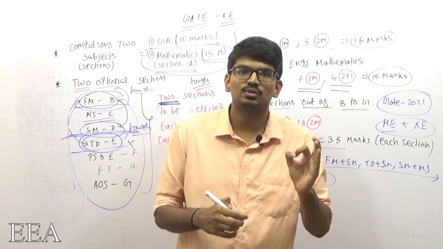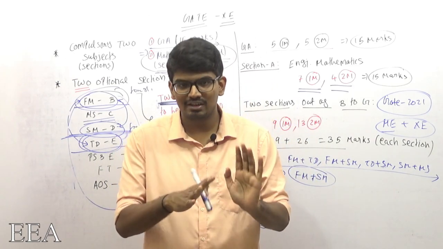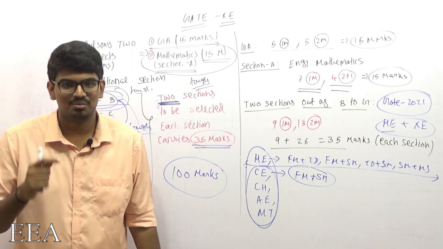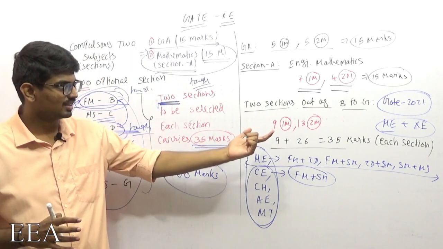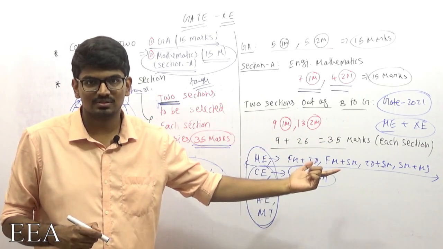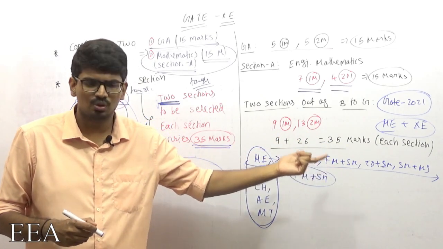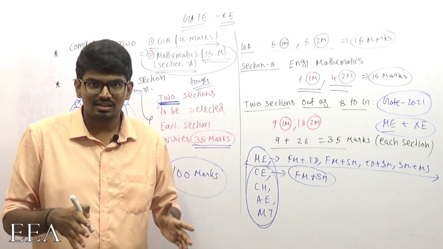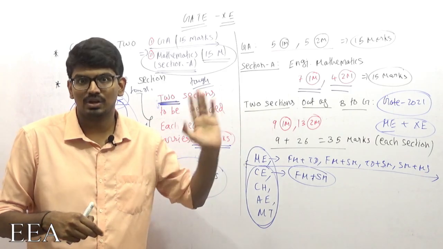Because the number of students who are going to appear here will be comparatively less. But I am expecting this time the number of students who appear in XE will be more, because we know that with ME plus XE, everyone is allowed to write 2 papers. So obviously this time the number of students appearing in XE will increase, but still the competition will be less compared to ME.